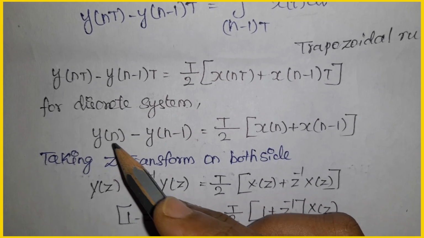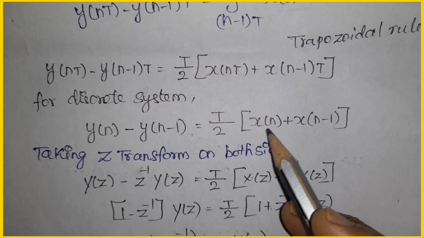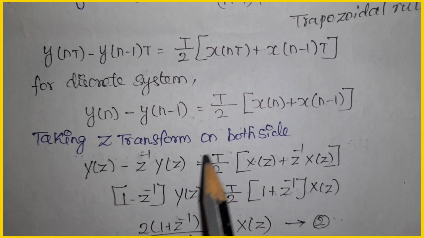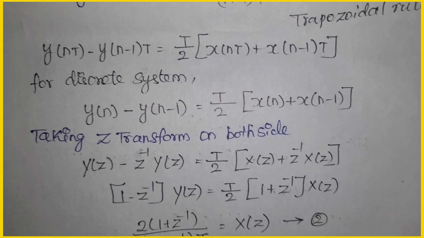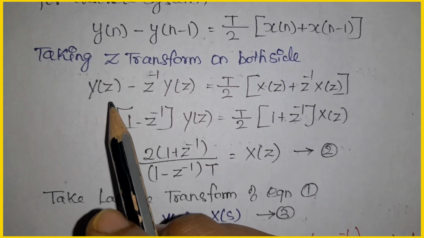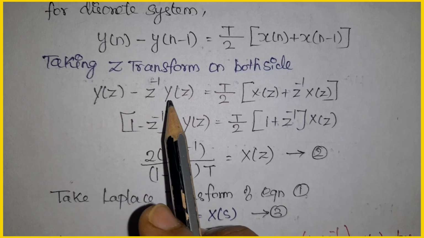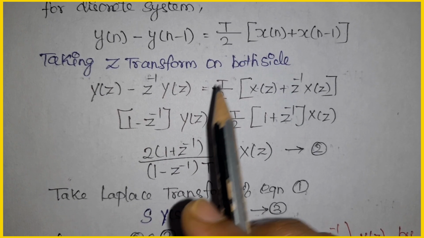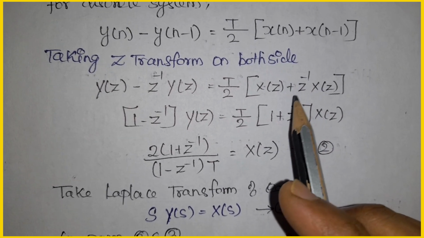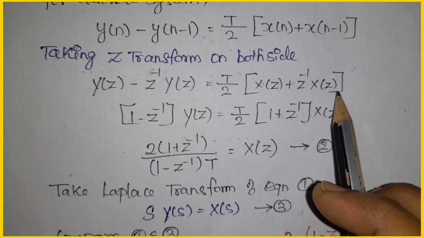For the discrete system we eliminate the T functions. So that's why y(n) minus y(n-1) is equal to T/2 [x(n) plus x(n-1)]. So taking Z transform on both sides. From the above equation, y(n) will be converted to Y(z), and then y(n-1) will be converted to z power minus 1 Y(z), equal to T/2, the same function x(n) converted to X(z) plus x(n-1) converted to z power minus 1 into X(z).